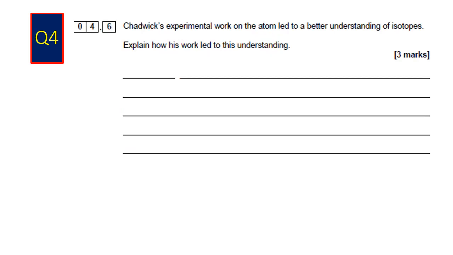So, we're told Chadwick's experimental work on the atom led to a better understanding of isotopes. Explain how his work led to this understanding. So, you may have forgotten what Chadwick did. His experiments led to the discovery of the neutron. And the other part of the question is about isotopes. So what is an isotope? So an isotope is something that has the same number of protons but a different number of neutrons. So scientists were looking at elements with different mass numbers and getting a bit confused and thinking they were different elements when that wasn't the case.